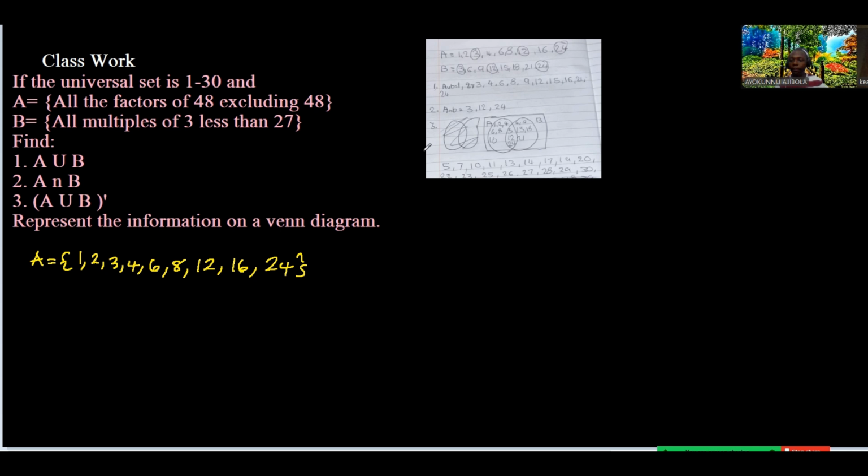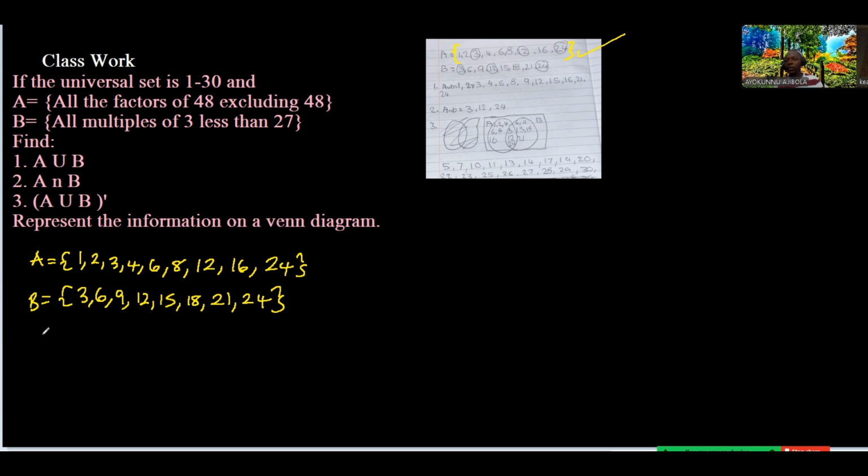then the next one, which is B, and that means 1, 2, 3, 4, 5, 6, 7, 8, 9. So let me check what you've written. 1, 2, 3, 4, 5, 6, 7, 8, 9. That's correct. Then the next one, which is B, says all multiples of 3 less than 27. So 3, 6, 9, 12, 15, 18, 21, and 24 because they're less than 27.